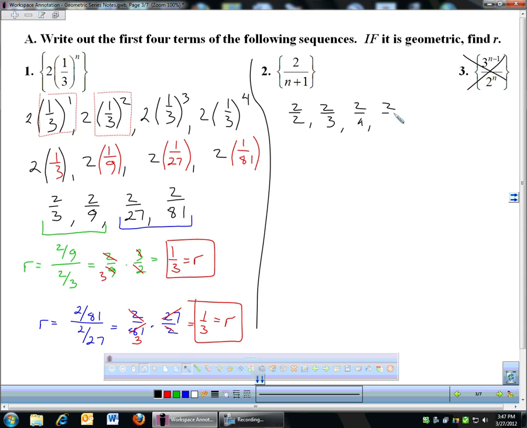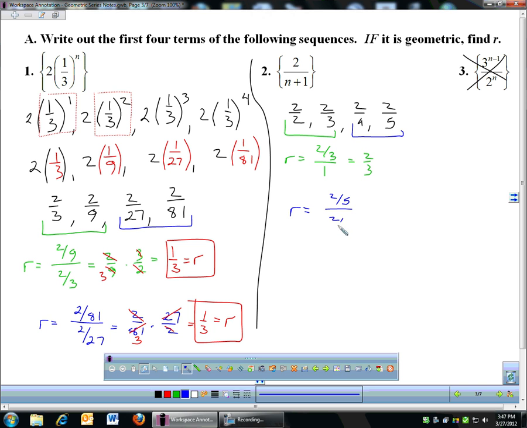2/4, and 2/5. And if I found the ratio of these, we're going to get different numbers. If I looked at my first two terms, my ratio is 2/3 divided by 2/2, which is 1, and that would just be 2/3. But if I found my ratio for my last two terms, that's saying that my ratio is 2/5 divided by 2/4. Flip and multiply, 2/5 times 4/2, and after you cancel the 2's, that ends up being 4/5, which is not the same as 2/3, so this one is not geometric.